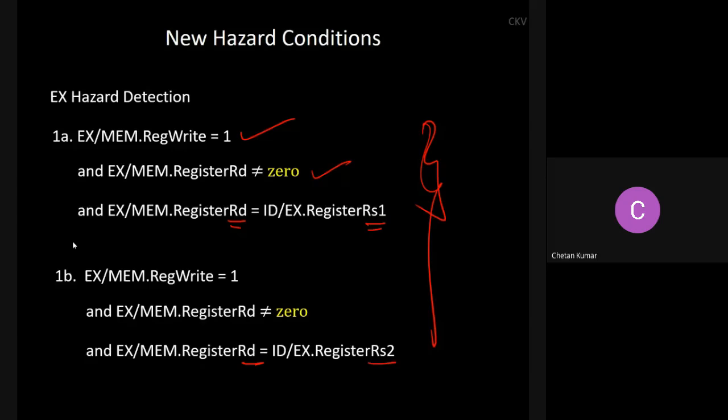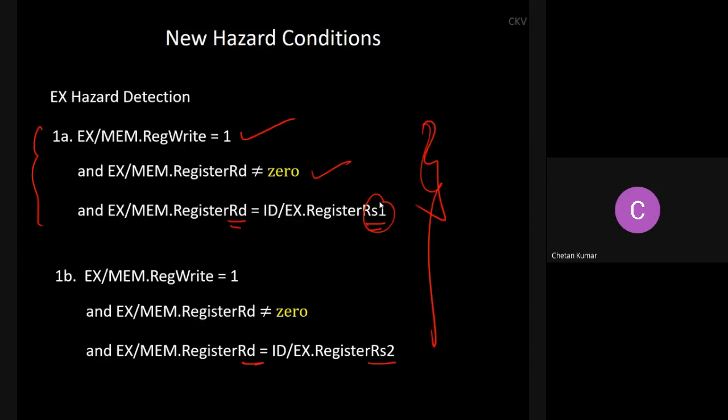Now, what about MEM hazard detection? Can you modify similarly for MEM hazard detection and tell me the equations? At least for this case, let's say RS1 is where the matching happens. So can you tell me the equation for MEM hazard detection and forwarding? When should I forward in the case of MEM hazard?